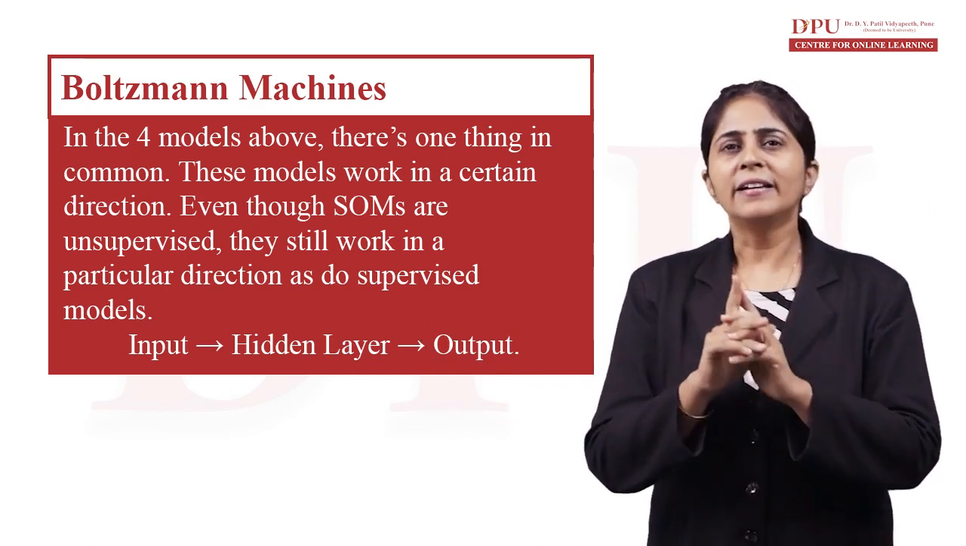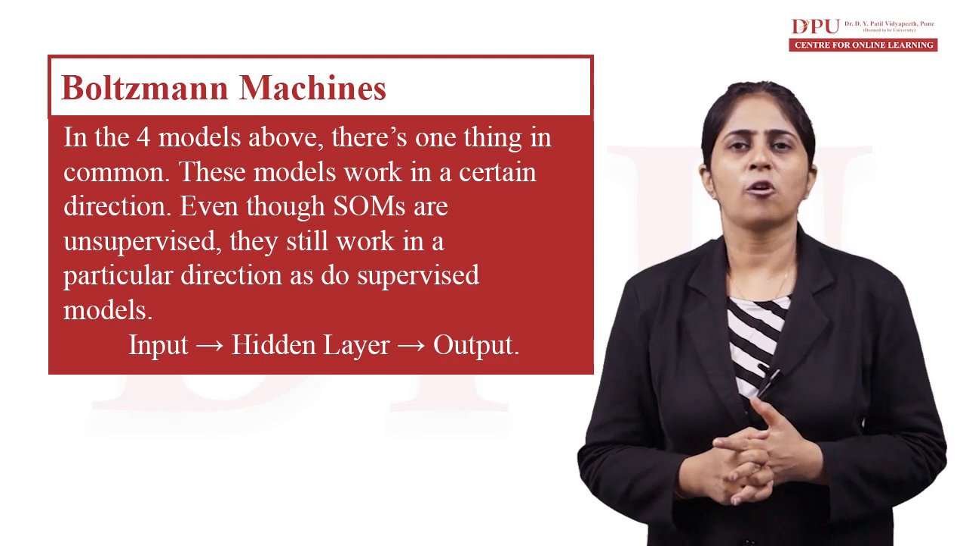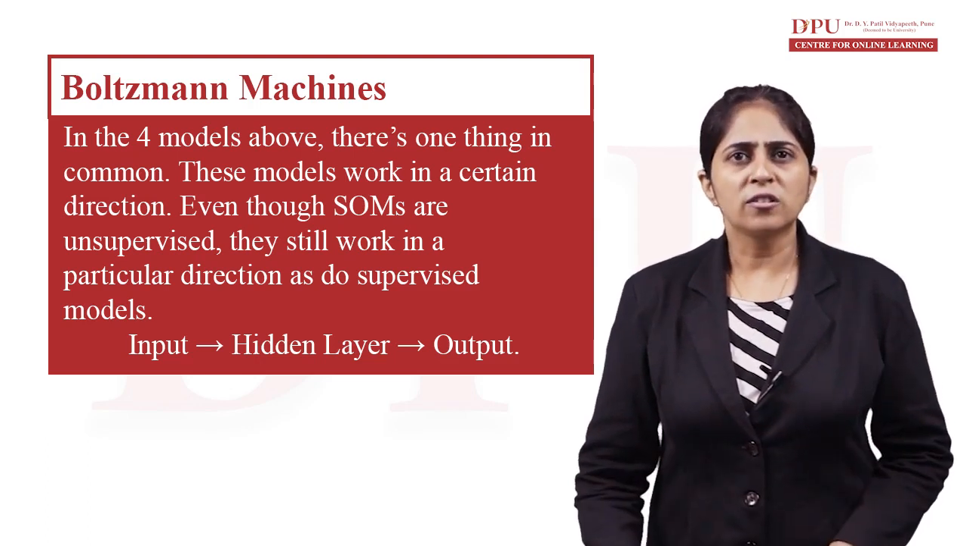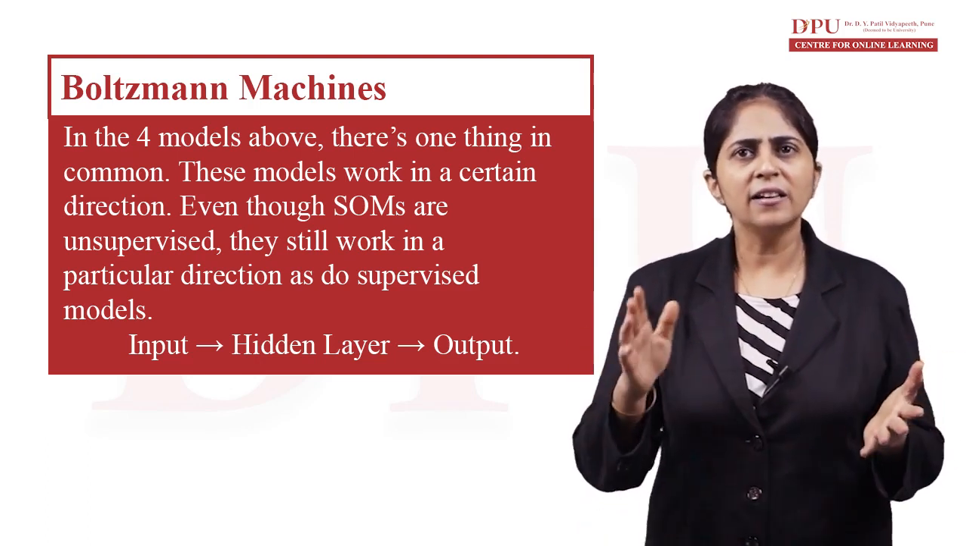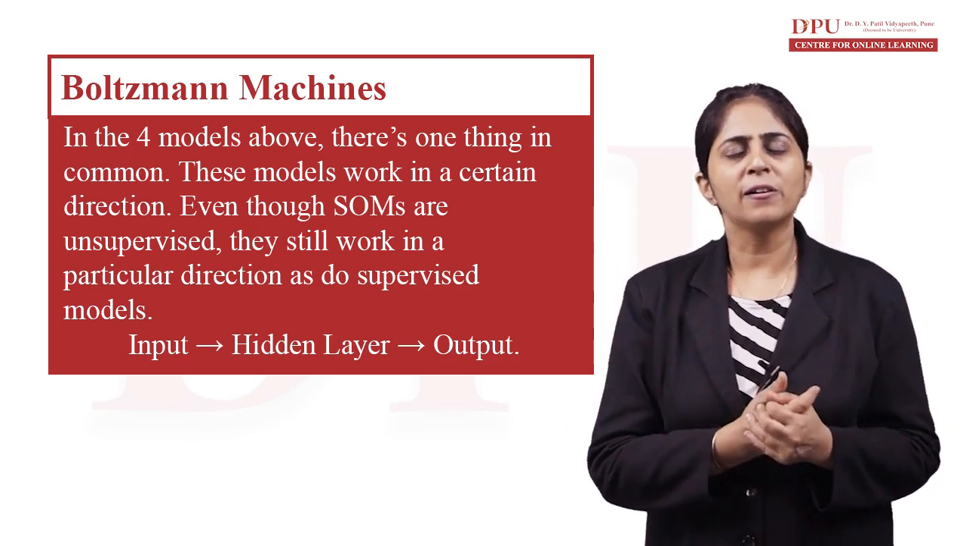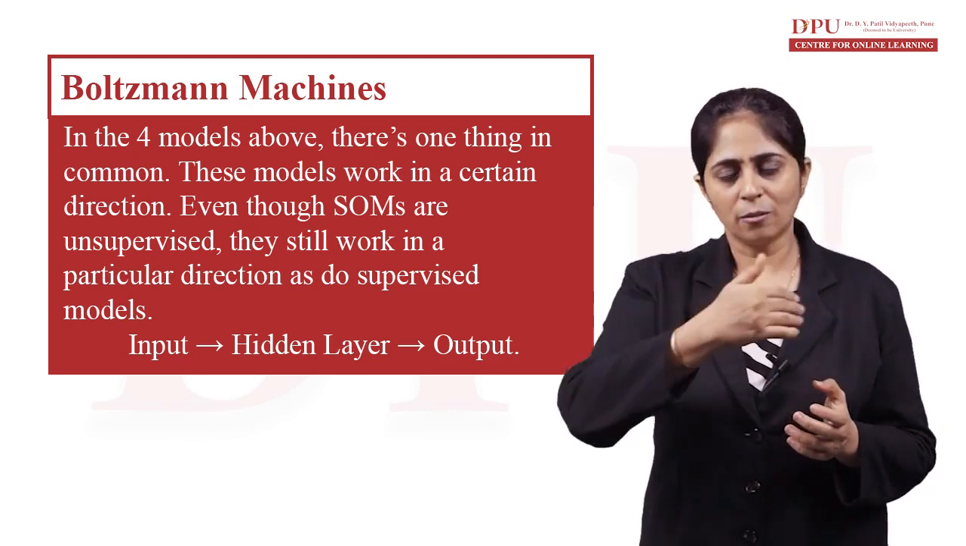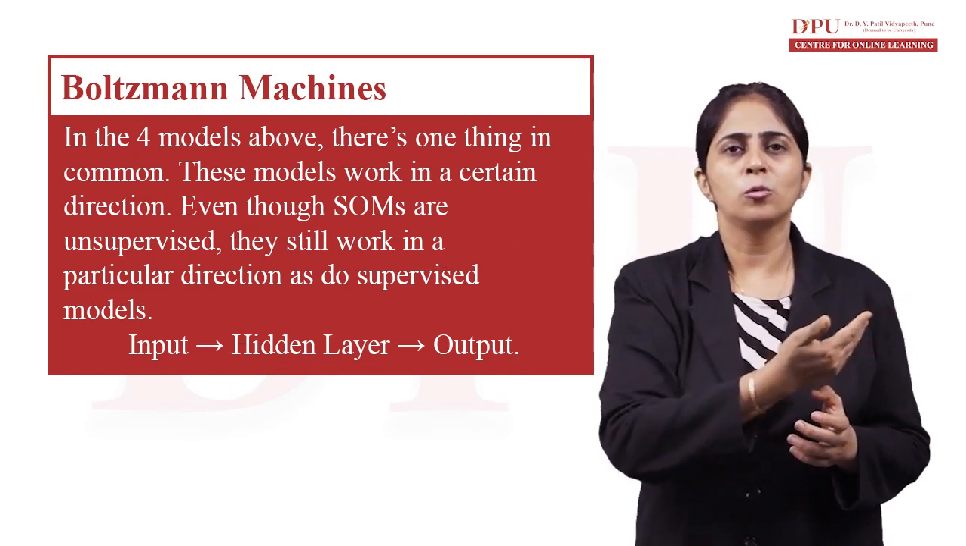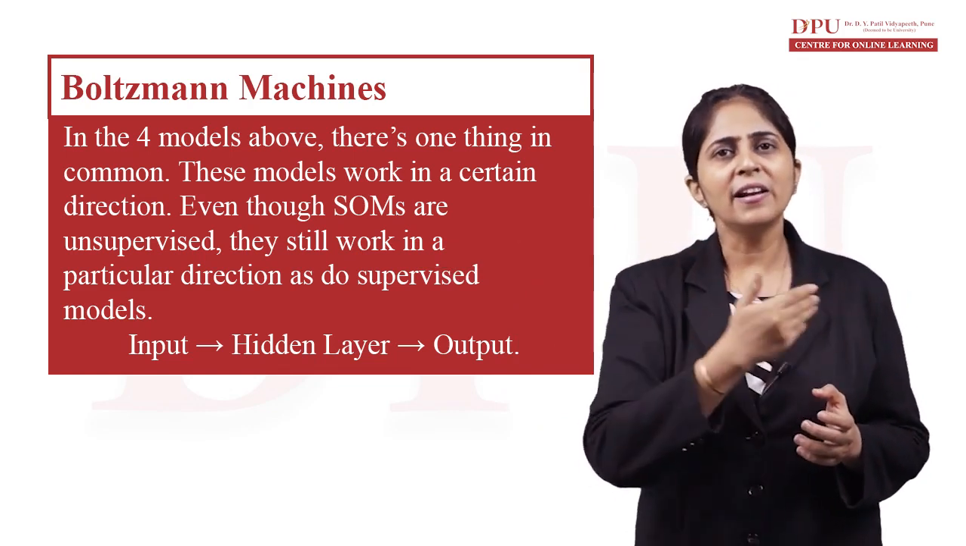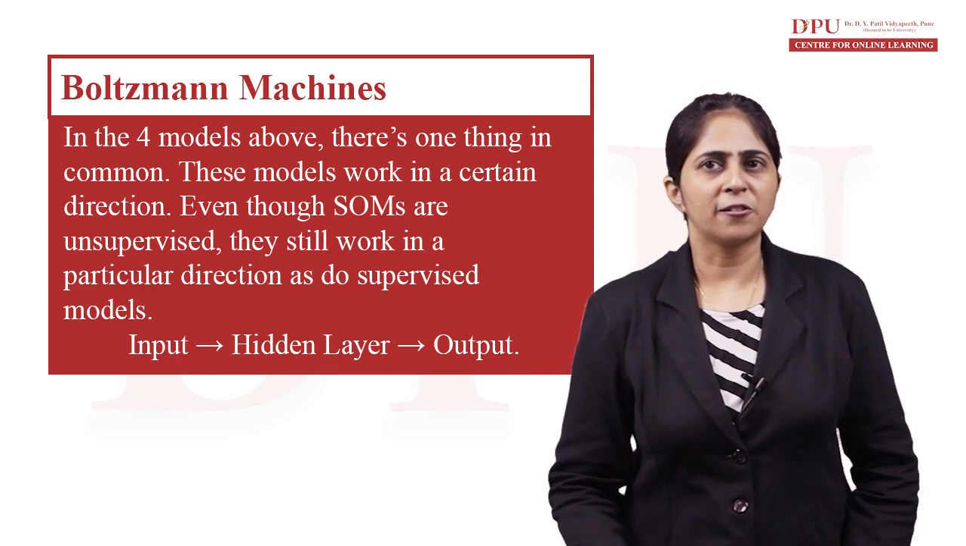Boltzmann machine does not follow a single direction concept. All the nodes are connected to each other in a circular kind of hyperspace. That means the output from one can go back to another input. They are connected in the form of circular hyperspace.